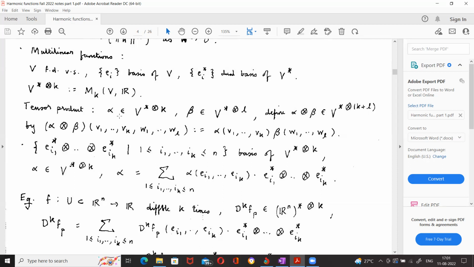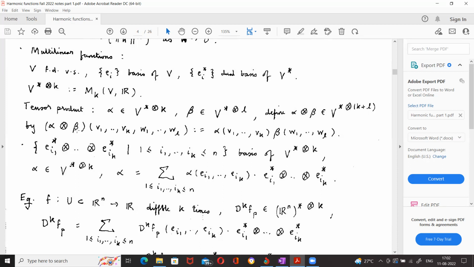So what is the tensor product of two elements of these tensor powers? If alpha belongs to V star tensor power k and beta belongs to V star tensor power l, that means alpha is a k multilinear function on V and beta is an l multilinear function on V. Then alpha tensor beta is a k plus l multilinear function on V, and the definition is very simple. Alpha tensor beta acting on k plus l vectors, v_1 to v_k, w_1 to w_l, is nothing but the product of alpha acting on v_1 to v_k times beta acting on w_1 to w_l. This is multilinear in each of the vectors v_i and w_i, so it is a k plus l multilinear function.